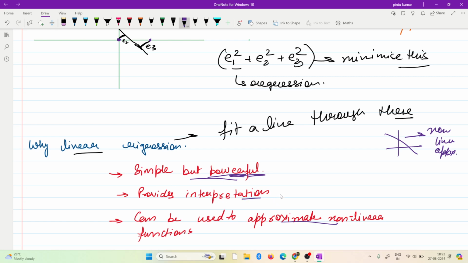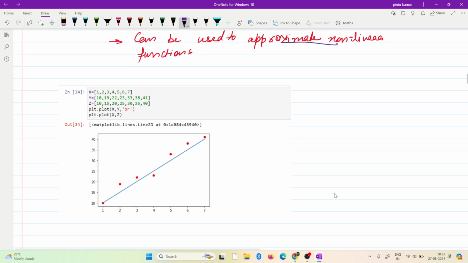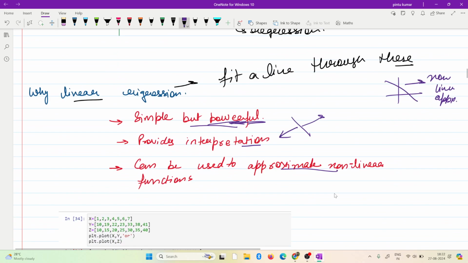Another reason is that it provides some interpretation. Okay. So you have a line, on one side of it you are saying it's some label, on the other side you are saying it's some other value. So it provides some kind of interpretation. Okay. Let's ignore this picture because I've already explained this error thing.